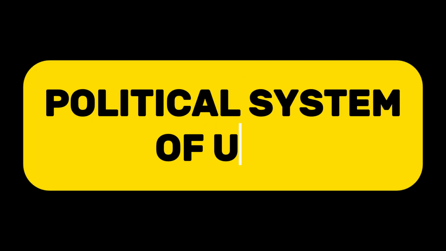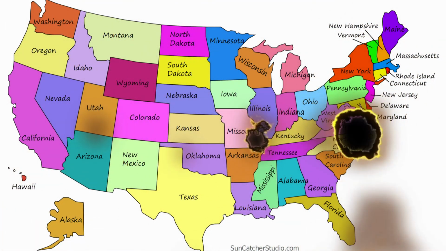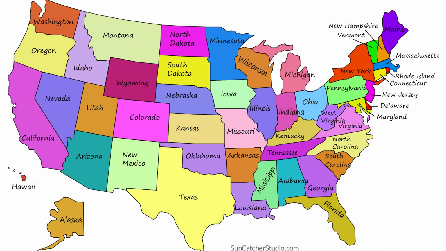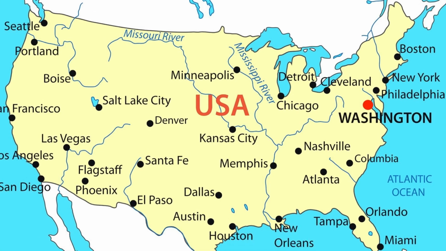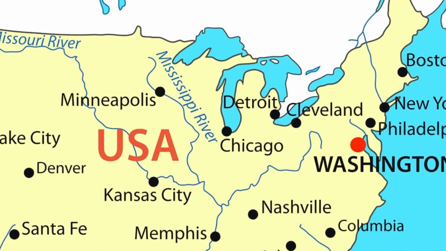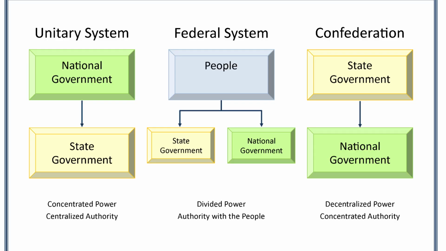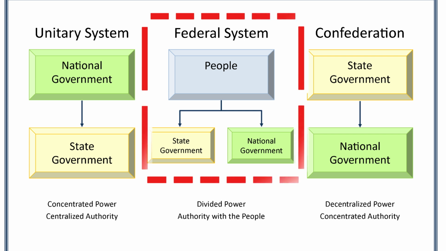In this video, we will be talking about the political system of USA. USA, the United States of America, is made up of a total of 50 states and is the third largest populated country in the world, and its capital city is Washington, D.C. The US works under a federal structure, which means its power is divided into two governments: the federal government, or central government, and the state government.